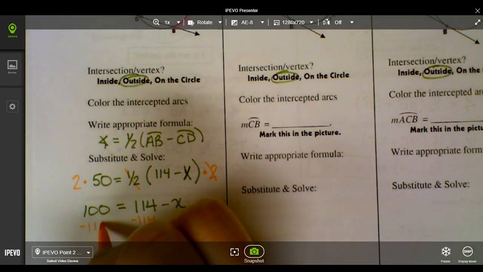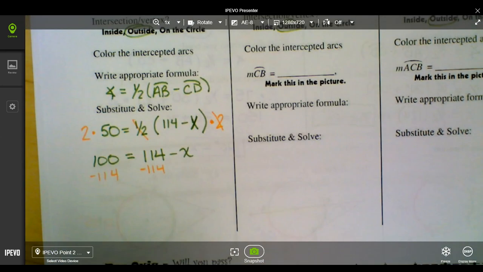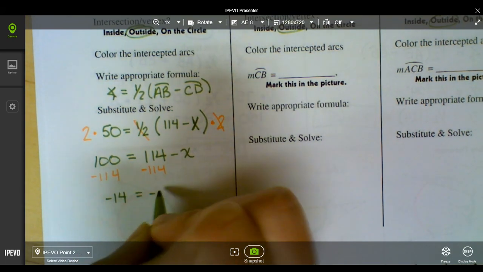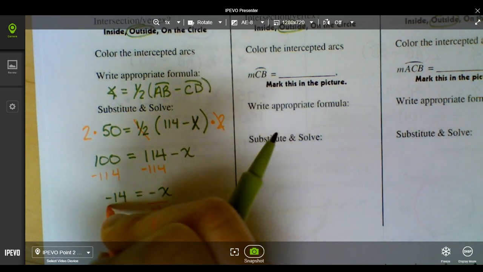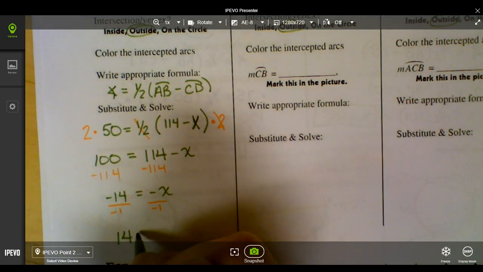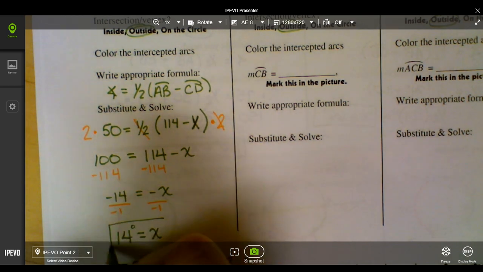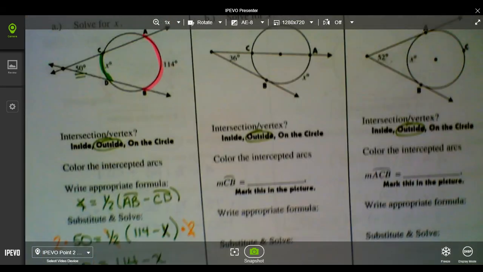So when we subtract this 114, we should be expecting to get a negative number because we want to divide it by -1 eventually. So this is going to be -14 equals negative x. And then in order to turn them both positive, we just have to divide it by -1. So now I have positive 14 equals positive x. So that arc is going to just be a little 14 degrees. All right, that was the easiest out of the 3. So let's see what these guys have in store for us.